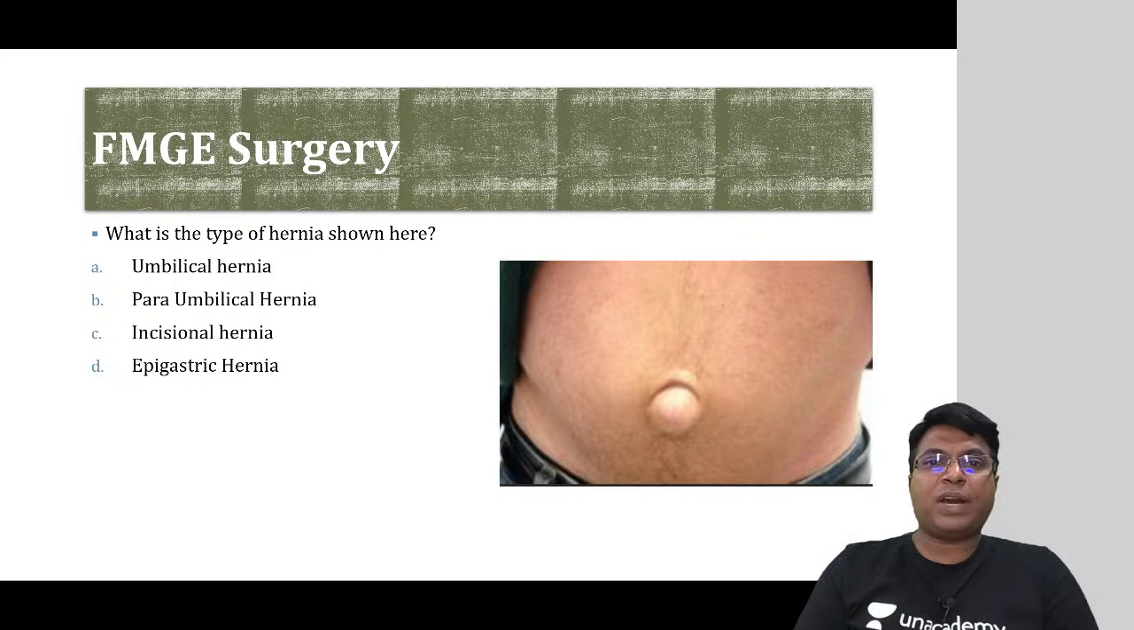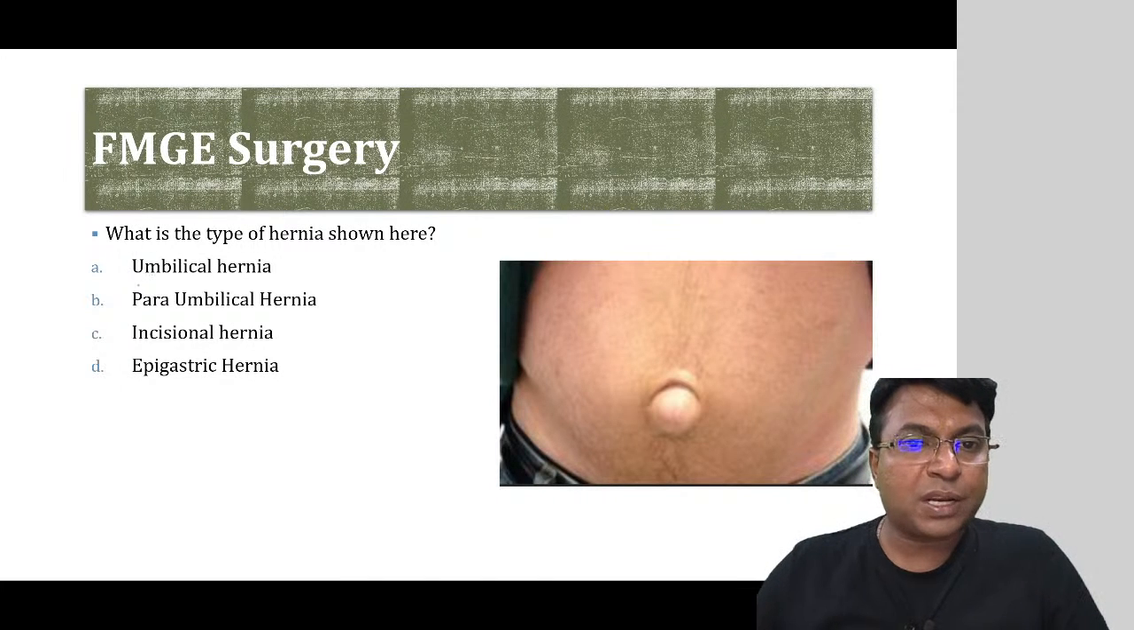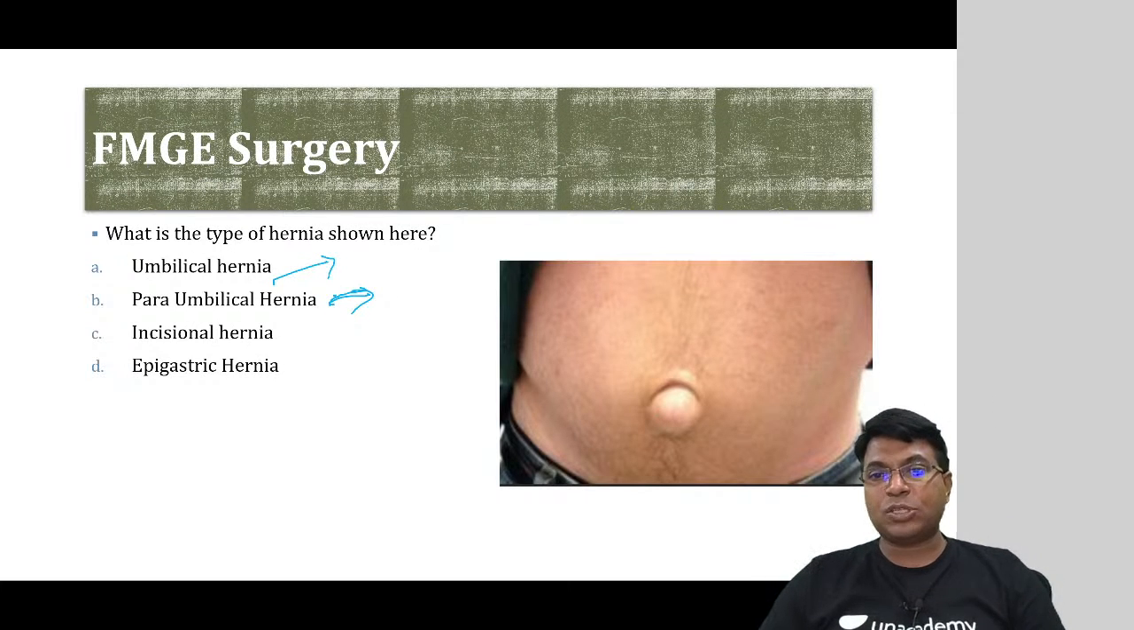So what is the type of hernia shown here? Anybody? What is the picture showing you? Many students got confused whether it is a paraumbilical hernia or umbilical hernia. So please, why should you get a confusion? Umbilicus is normal. Can you see the umbilicus is having a smiling shape?